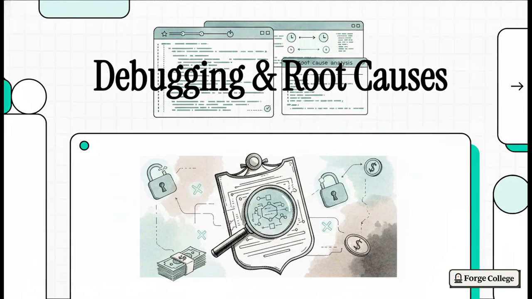Today, we're literally strapping on our digital detective badges because we have a smart contract heist to investigate. We're going to be diving deep into debugging and root cause analysis. And this fits absolutely perfectly into our broader focus on analyzing and mitigating access control flaws inside the smart contract security track.